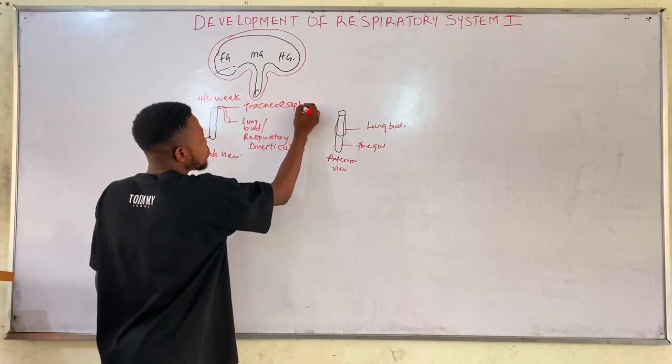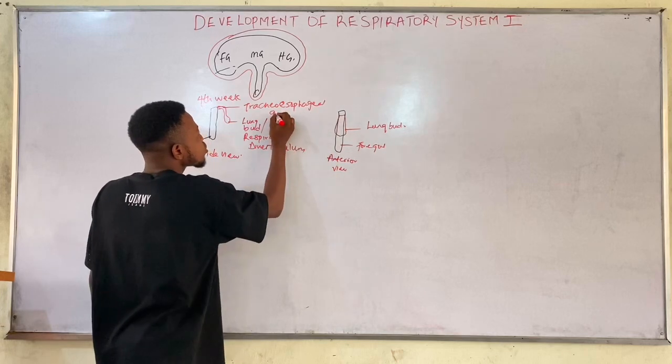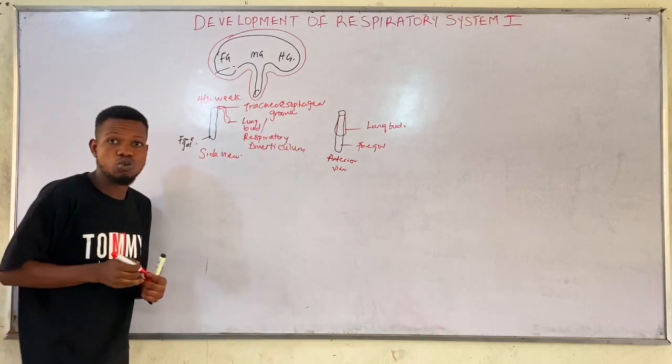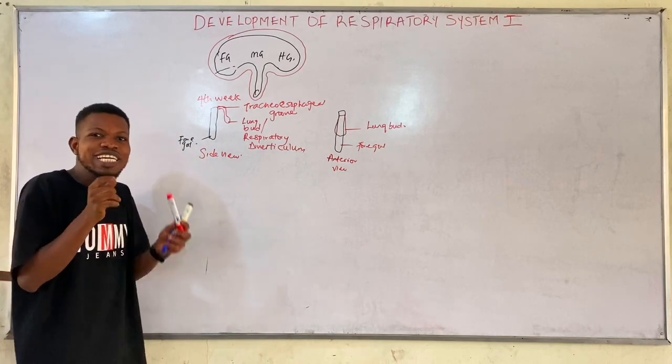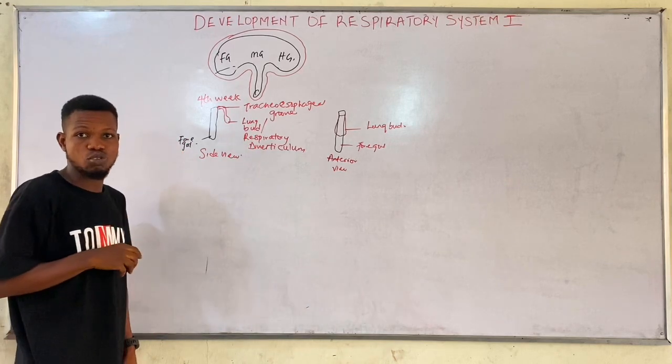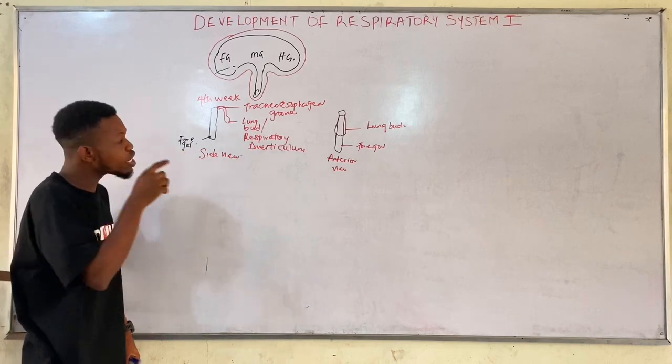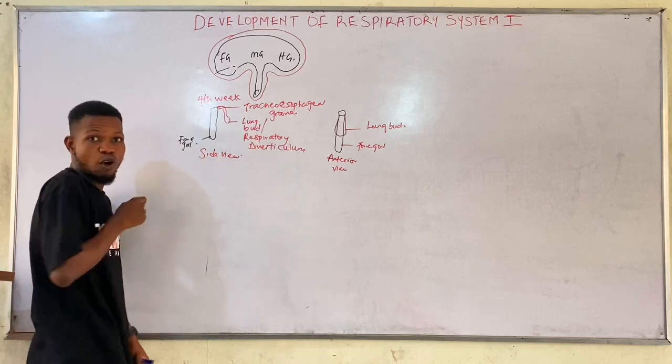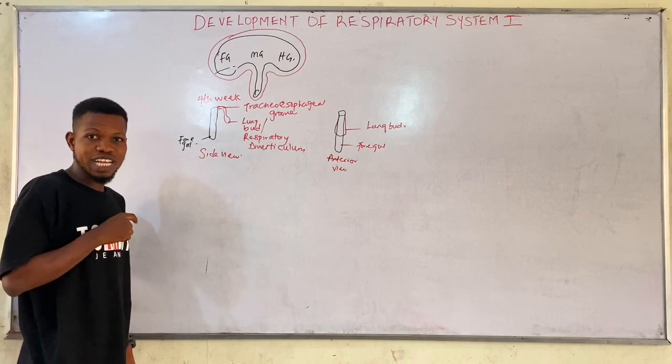Tracheoesophageal groove. That's what we call the what? Tracheoesophageal groove. That tracheoesophageal groove is where the endoderm bulges off to become the lung bud or respiratory diverticulum. Do you get it? So there's a communication between the lung bud and the foregut.